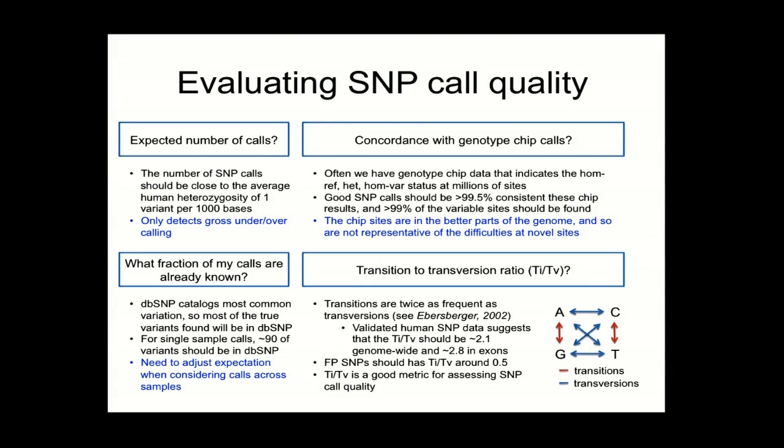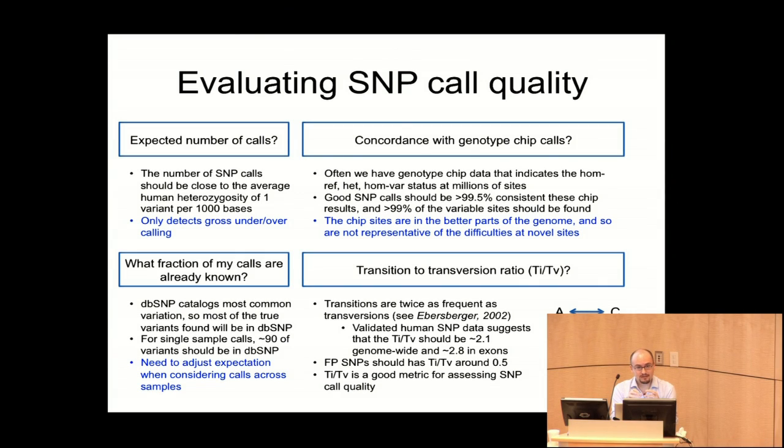If you have genotype chip results, you can use these to assess the genotyping accuracy per sample, as well as the sensitivity of the calling. However, this is a terrible way to assess specificity. You cannot use genotyping chips to really assess specificity, in part because there's an enormous ascertainment bias on the chips.